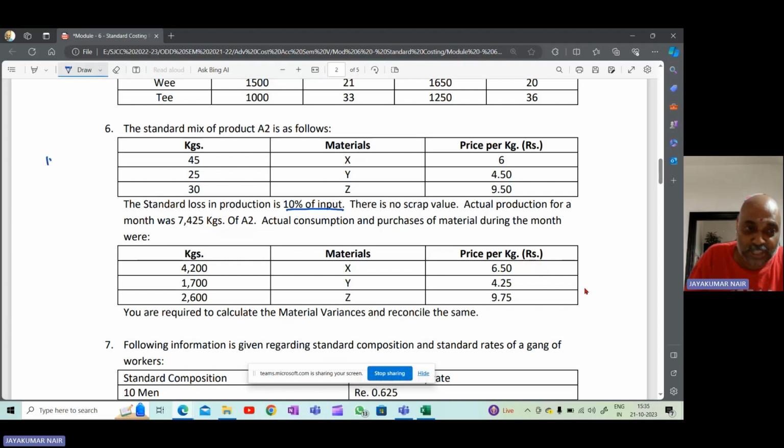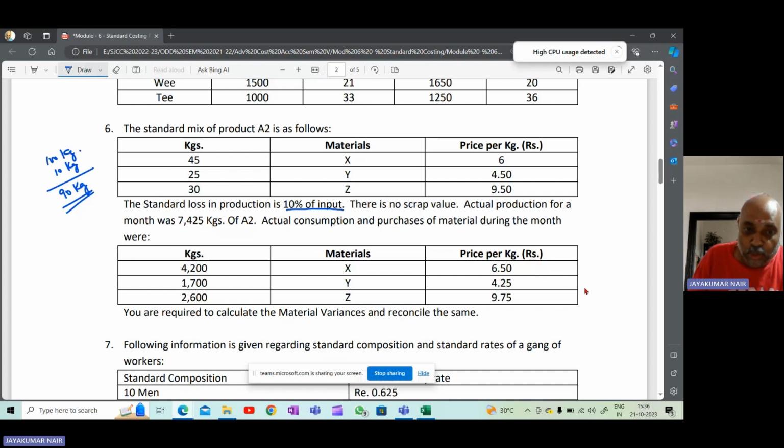So if your input is 100 kg, 10 kg will be the normal wastage, and then your actual output will be 90 kg. That's what this means. If your input is 100 kg, 10 kg will go as wastage and your actual yield will be 90 kg. There is no scrap value. That means the 10 kg, which is your normal loss, will not yield any benefit. You won't be able to realize anything from this scrap.